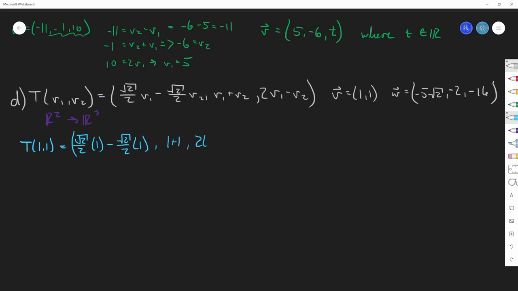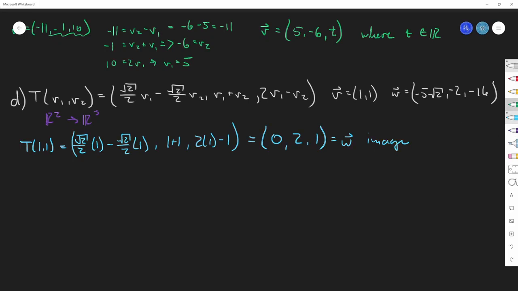This would be 2 times 1 minus 1. And so that will simply be, cool, they cancel out, 0. What's 1 plus 1? 2. What's 2 times 1? 2 minus 1 is 1. This is 1. Okay, so this is our image.